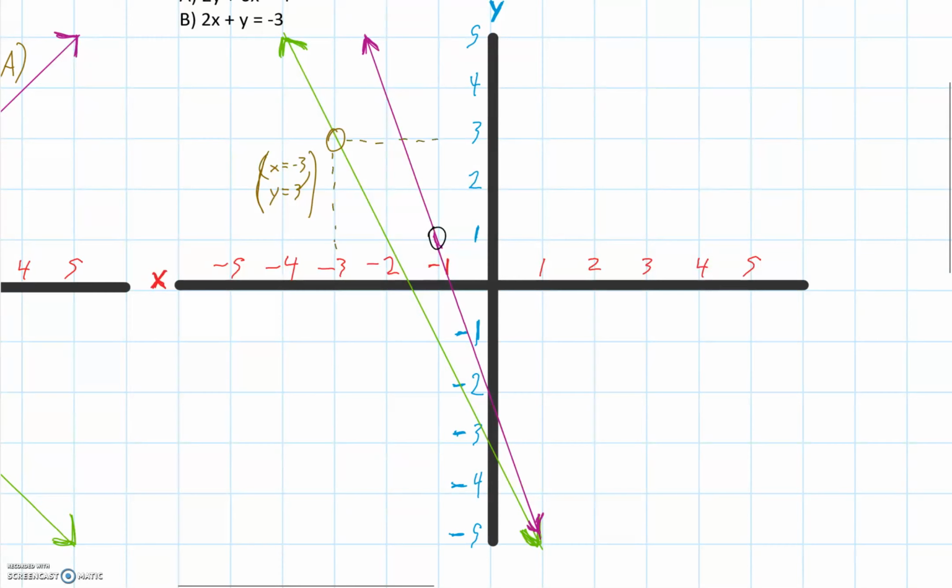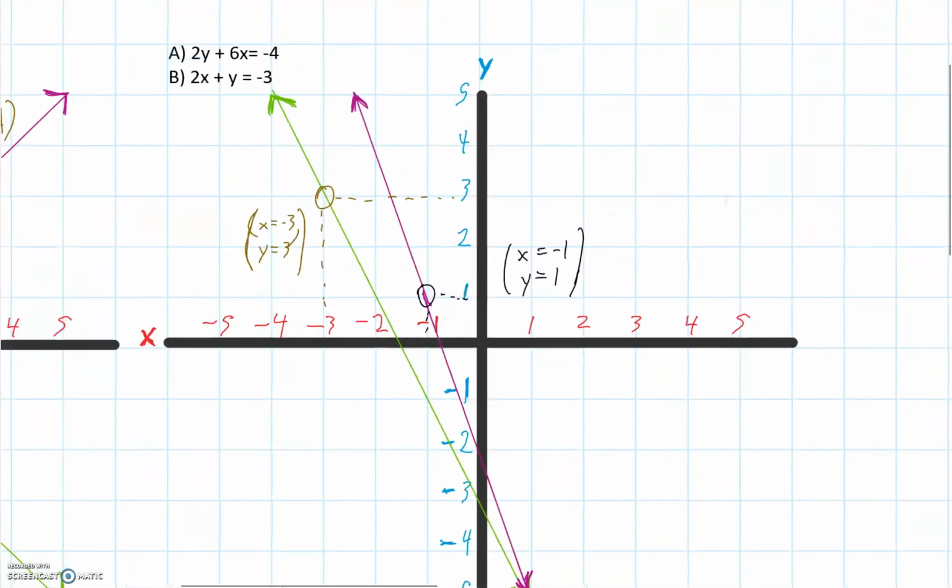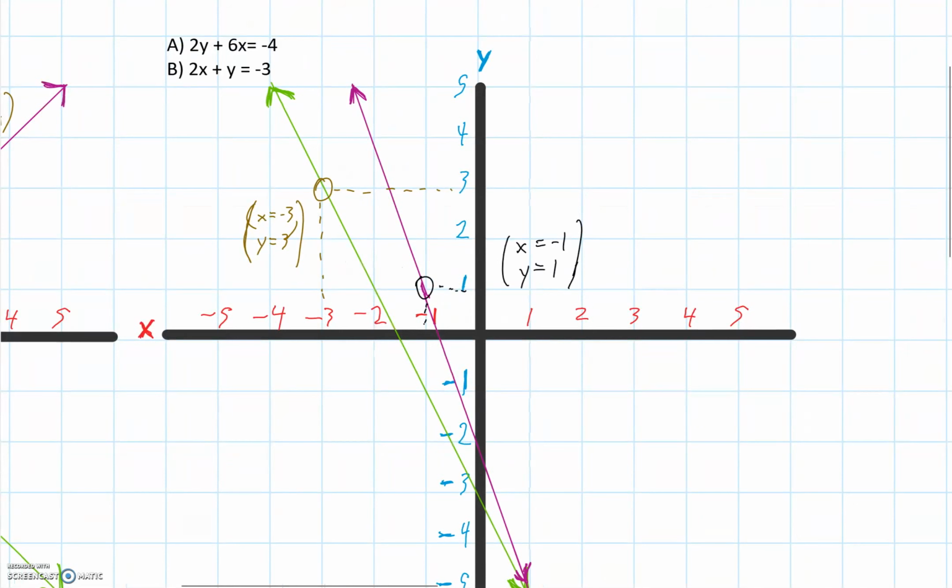This is the brown point here: -3 for x, +3 for y. For black, we have x equals -1, y equals 1. Alright, so we've got two options here. Now, which one is A, which one is B? Well, I would say that you should try subbing in whichever one is easiest out of your 2 points. For me, the easiest is if I work with a 1. So I'm going to sub in y equals 1 and see what x gives us.